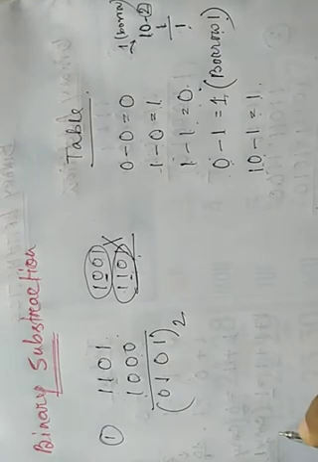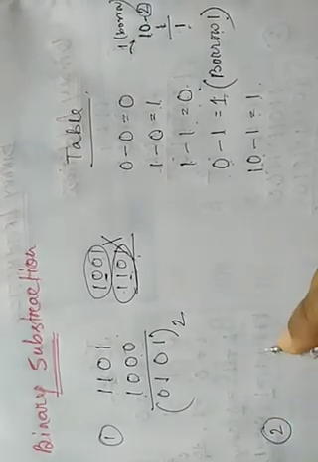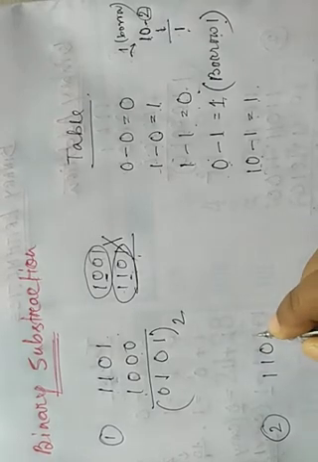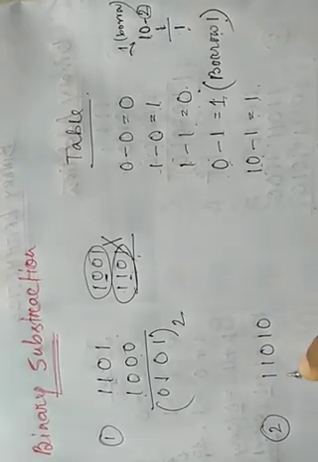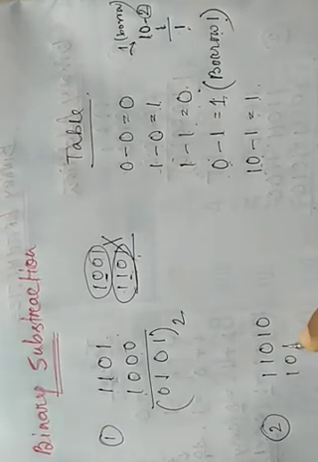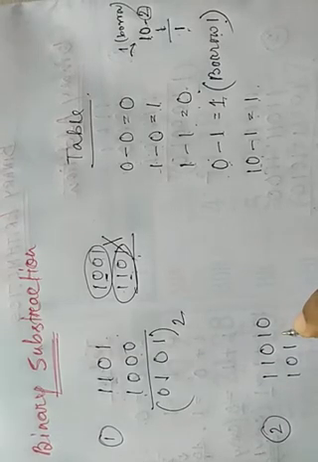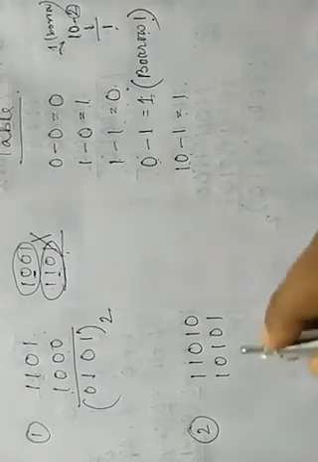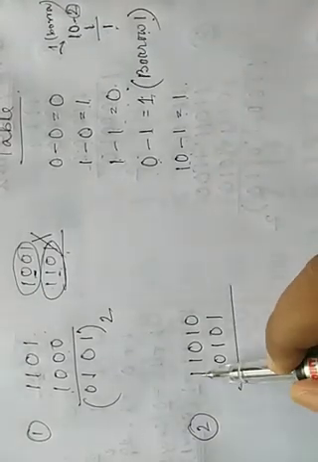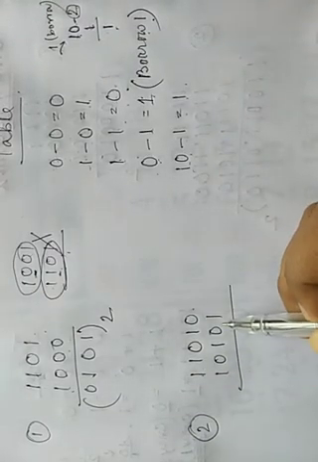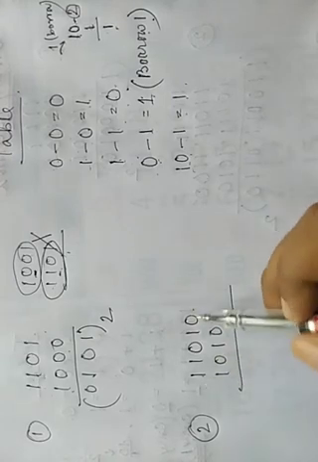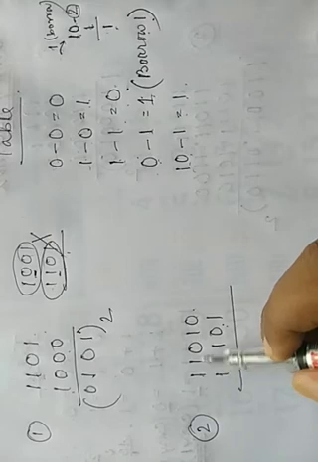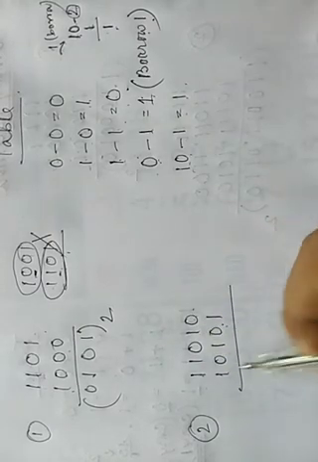Now let us see another example. 10101 minus 01, again both are five-bit numbers. The first number starts with 1, the second number with 10. So this one is larger, so this subtraction is possible.